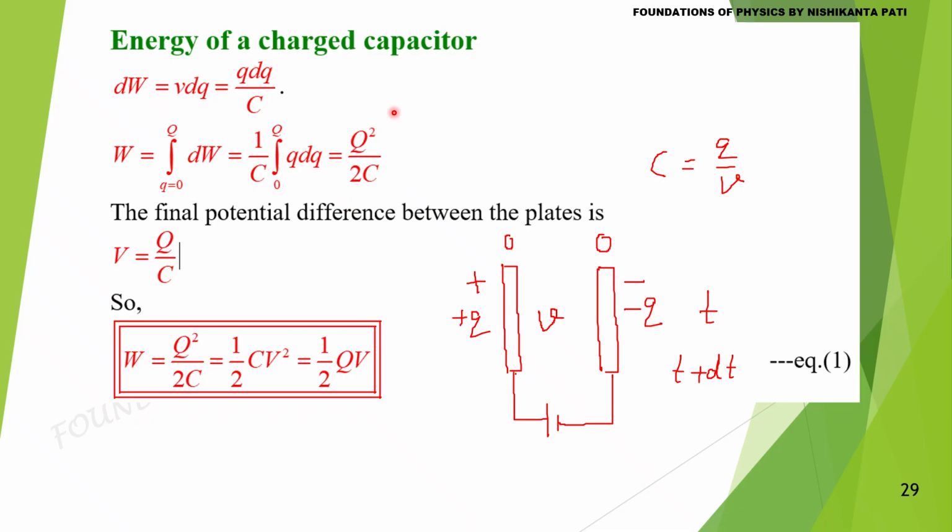This work is stored in this electric field as the potential energy. Final potential difference across the capacitor is Q by C. So putting this V, we get three formulas for this potential energy or the work to charge the capacitor.